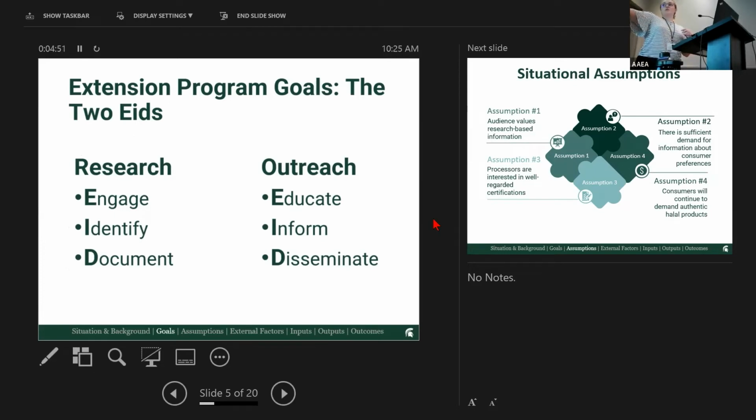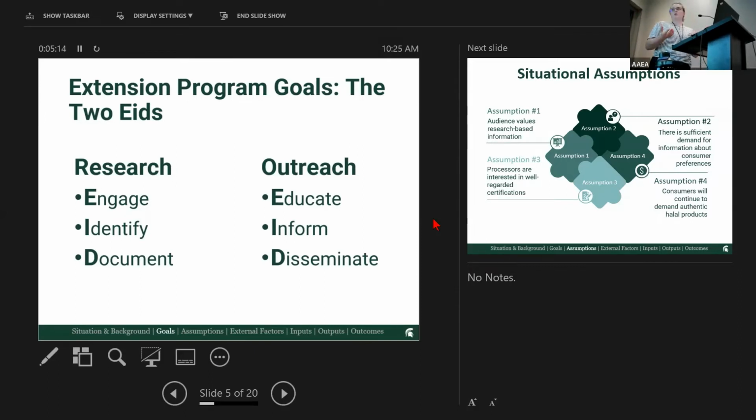So the first category is research. That's the first phase of the project. So the goal there is to engage with current processors and community members in the halal sphere, identify what they know and don't know about halal meat and halal meat practices, and document that information to then be able to understand misconceptions or information gaps and address it in the outreach step.